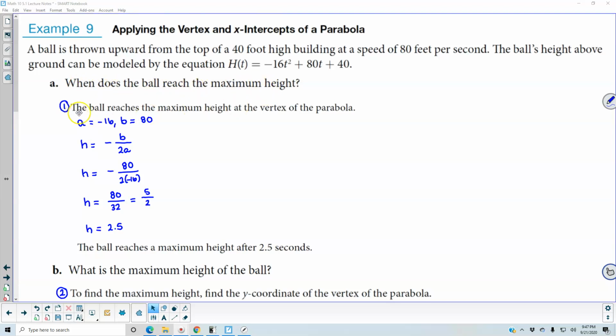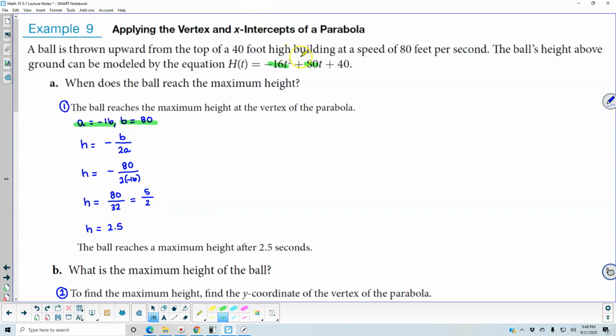In part A, when does the ball reach the maximum height? In step 1, the ball reaches the maximum height at the vertex of the parabola. So we can identify that a is negative 16, and b represents 80, and then we plug it into the formula for h. So h equals negative 80 over 2 times negative 16, which becomes 80 over 32, and that reduces to 5 over 2.